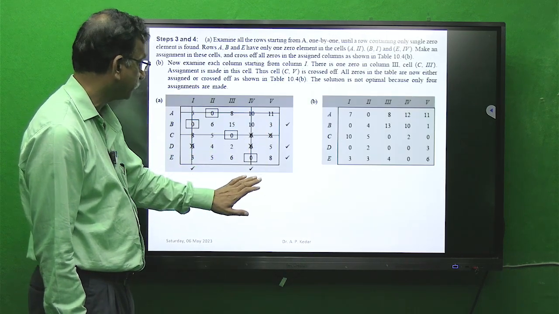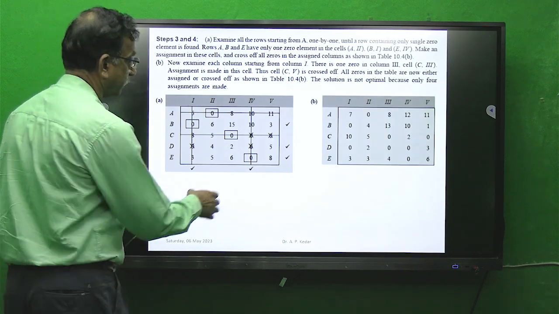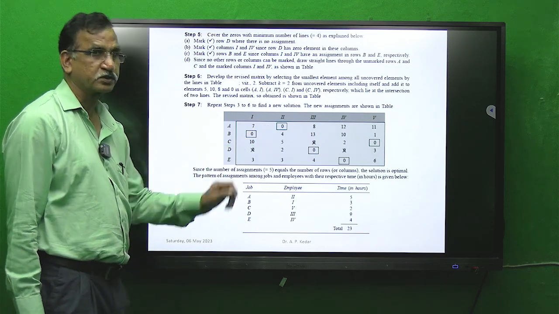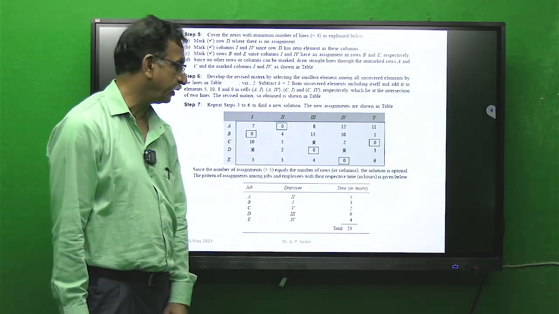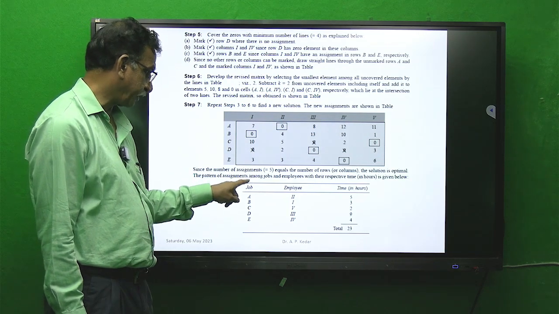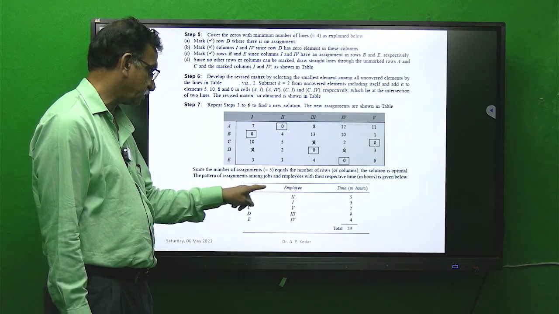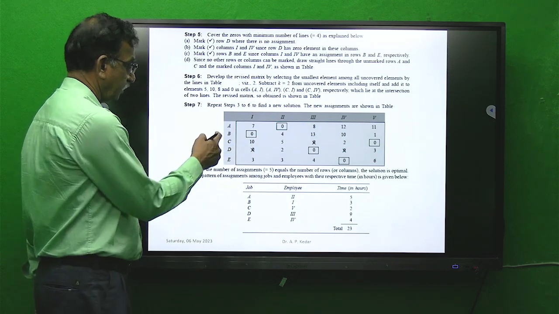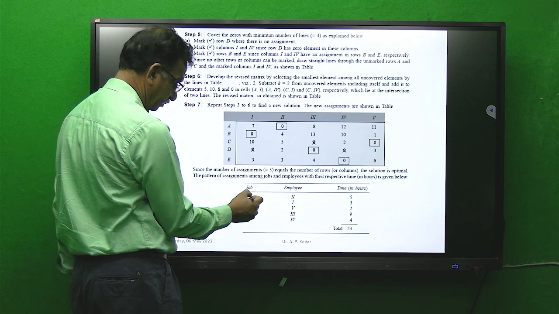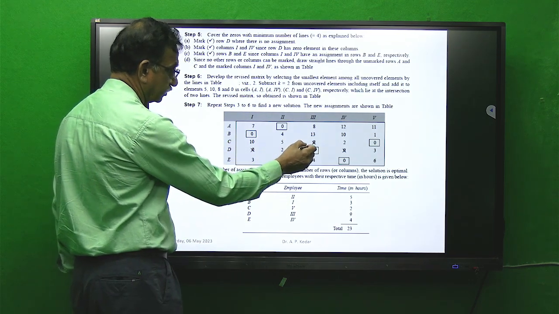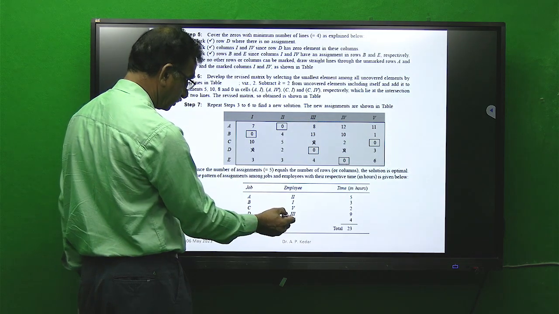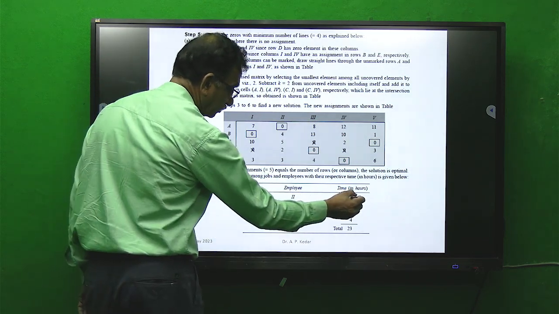So now students, you can see here what we have done is shown over here. It has ended like this. So this was the assignment which I have shown in the previous slide. So what is your task? Your task is to write jobs. Your task is to write employees. So A with 2, B with 1, C with 5, D with 3, E with 4. And what are these values?